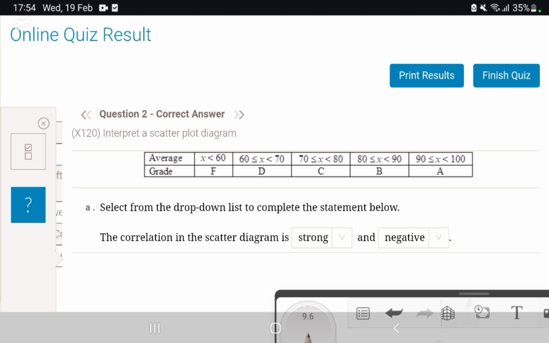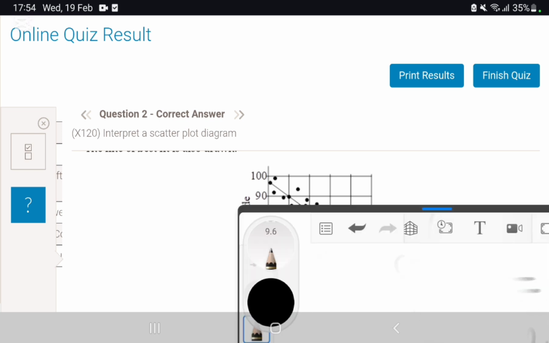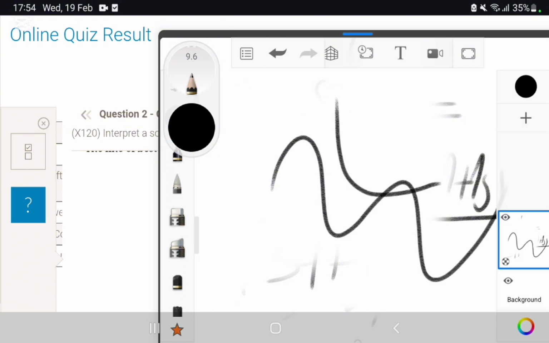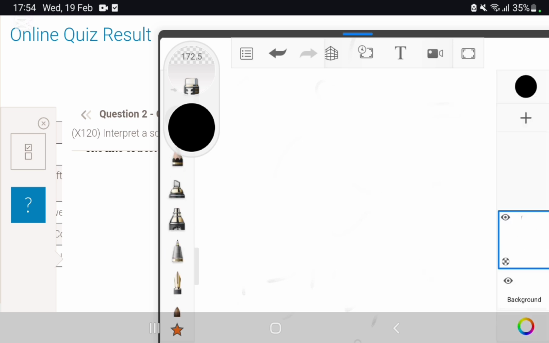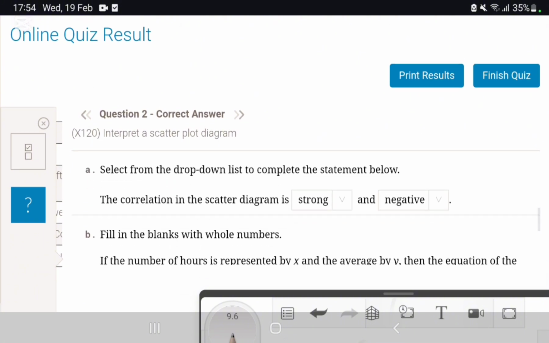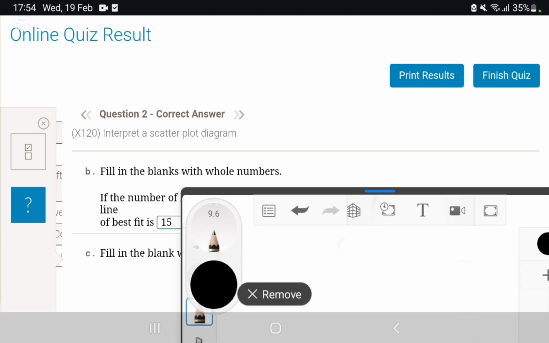So the correlation in the scatter diagram is strong. By the meaning of strong, meaning that it is close to a straight line, like all of the dots form a straight line, not a line like this or this. Okay. And then negative is because the line of the best fit, as we can see here, is sloping downwards. They want the equation of the line of the best fit in part B.